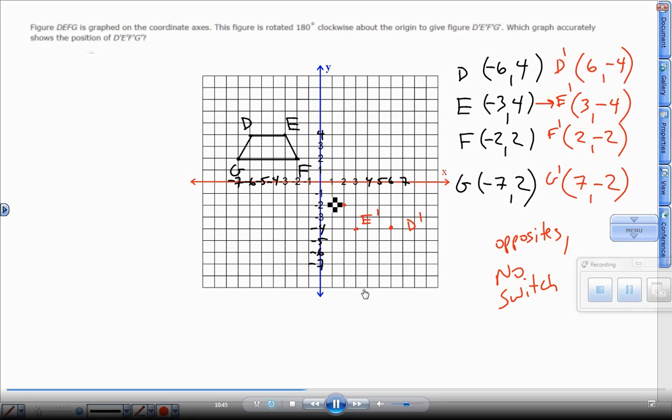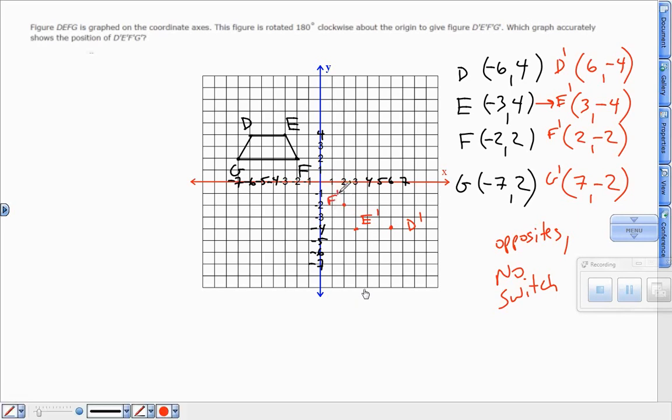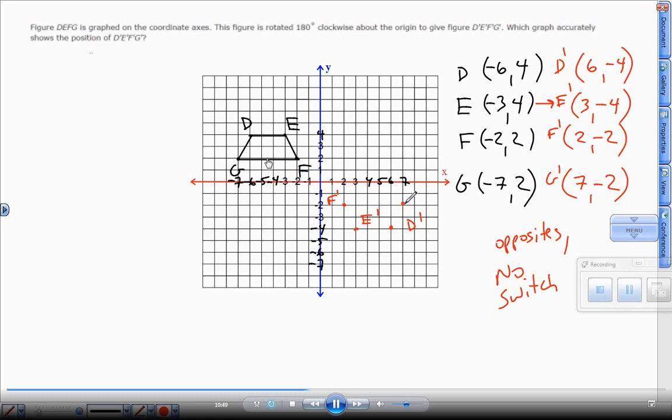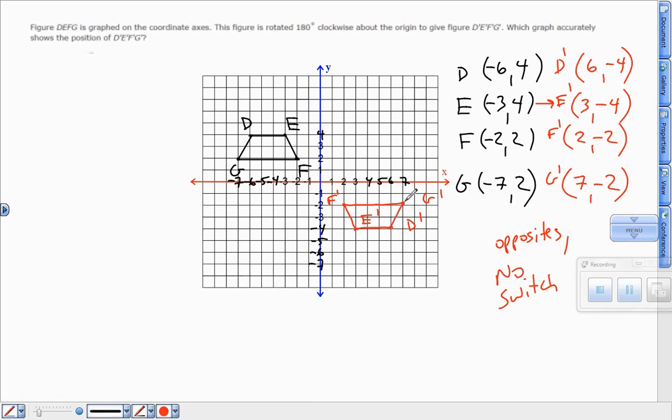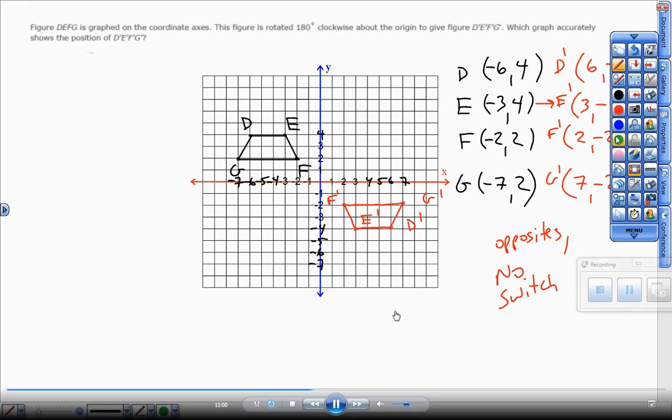And then going right 7, down 2 is going to be G prime. So you can see that it turned over when it does that 180-degree turn. It turns over like that. All right. Next problem.